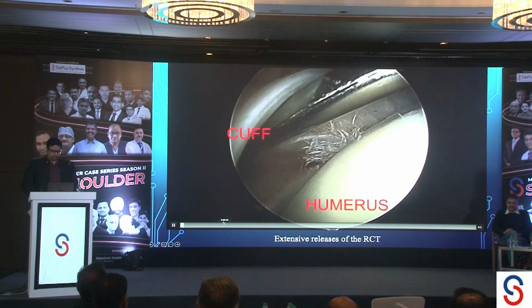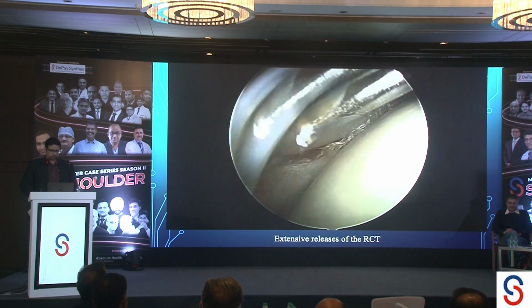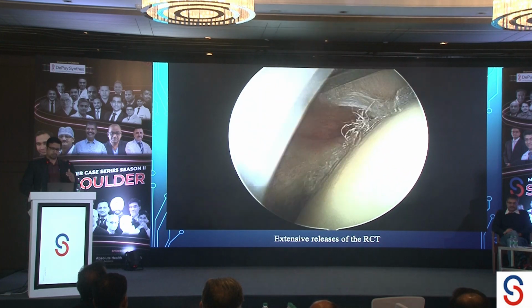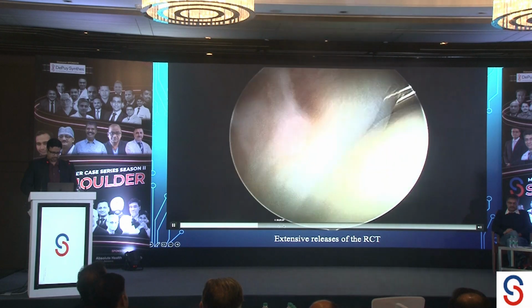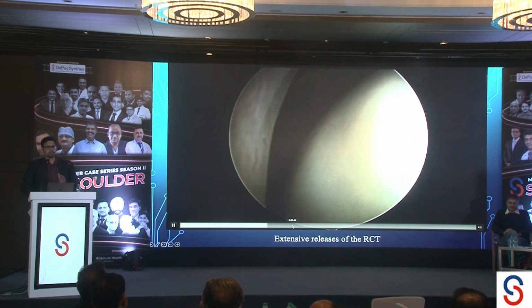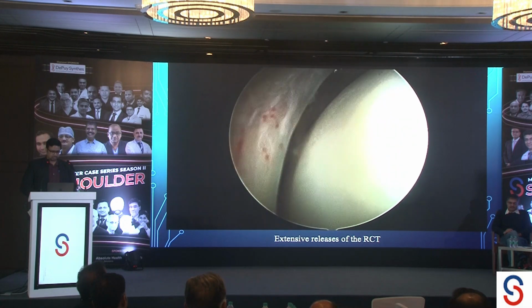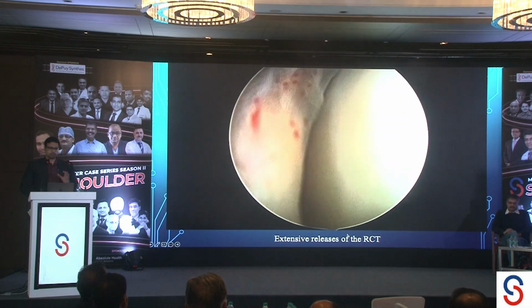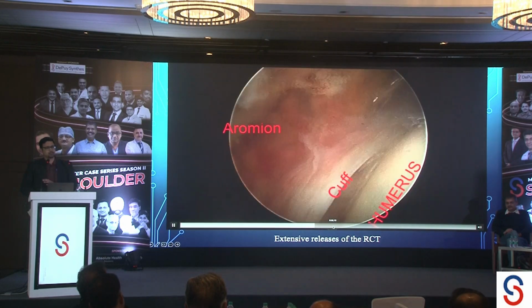And the next thing that I went on to do was an extensive release of the supraspinatus, both below the tendon and above the tendon. A lot of release was done. After the release, I was able to bring the supraspinatus near to the footprint, and with a slight medialization, I was able to do a double row repair. That much pulling from the lateral portal I was able to do.